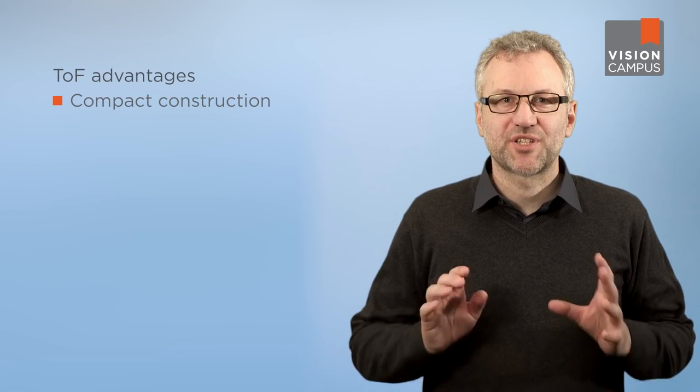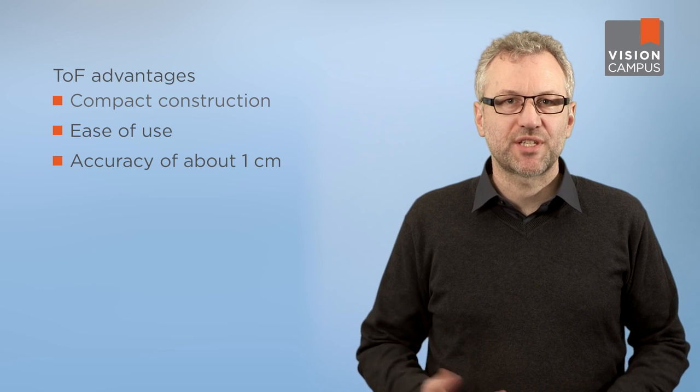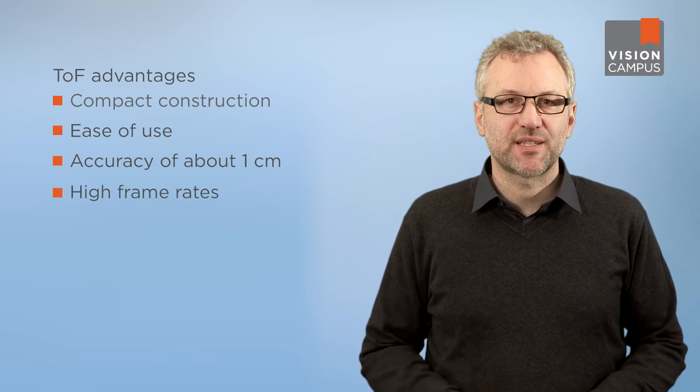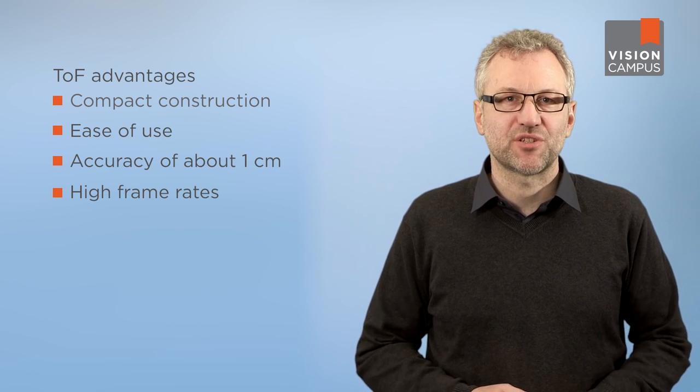These cameras have great potential for machine vision applications because they natively capture the depth information that must be inferred by traditional imaging systems. Because the depth information is independent of the intensity and object color, you can separate the object from the background with relatively simple algorithms. Furthermore, its compact construction, ease of use, accuracy of about 1 cm and high frame rates make ToF cameras an attractive solution for a wide range of applications.